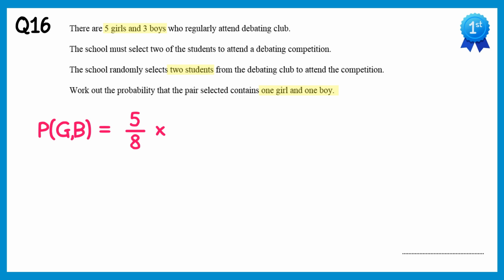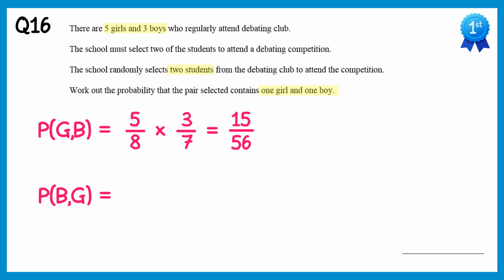And then we multiply this by the probability of selecting a boy, which is 3 for boys, but it's divided by 7 this time because you've already selected one of the girls. If you multiply these, 5 times 3 is 15, and 8 times 7 is 56. We'll then look at the probability of selecting a boy first, and then a girl second.